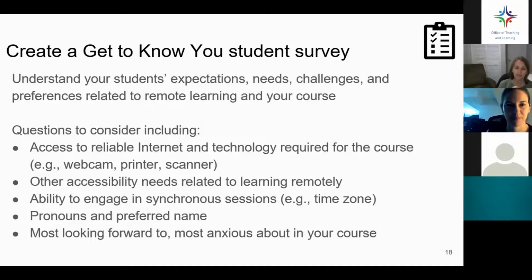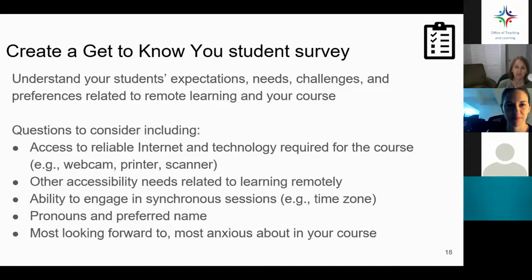So you could ask them about their ability to engage in synchronous sessions, their pronouns if they'd like to share them, their preferred name, what they're most looking forward to or most anxious about in their course, and access to reliable internet and technology required for the course. So think about things like, are you asking students to print things off, to take pictures of their work? Are you asking them to watch a lot of videos? You want to make sure that students are able to do that using the resources that they have at home.